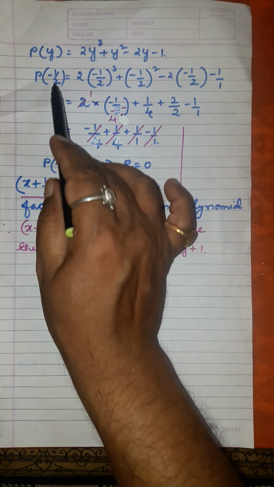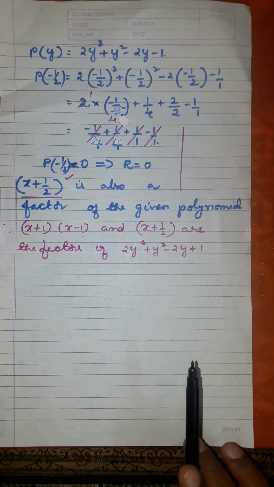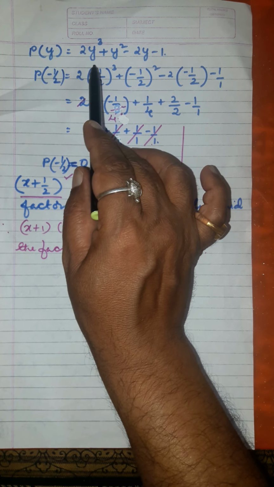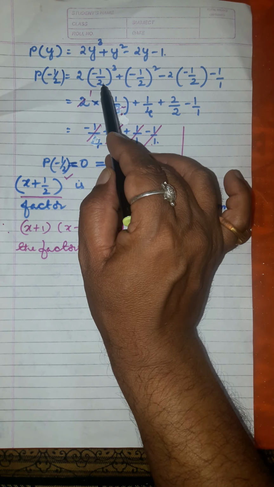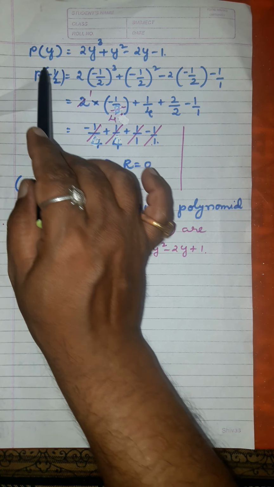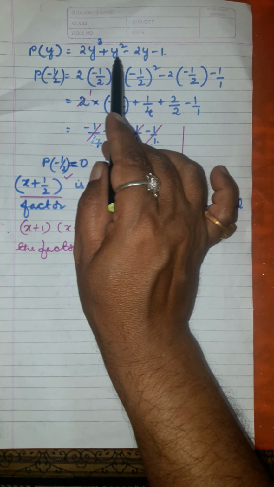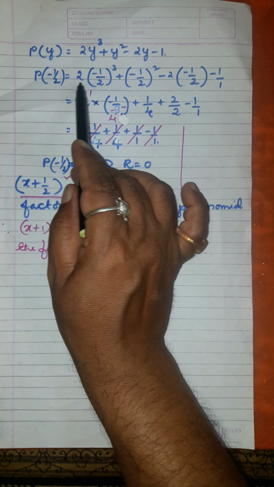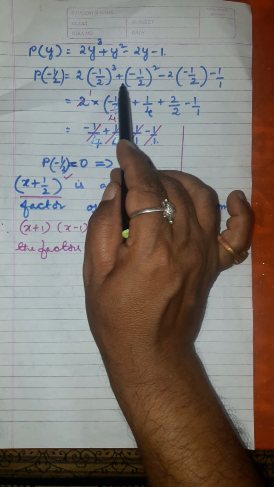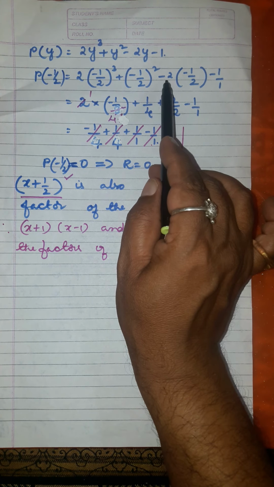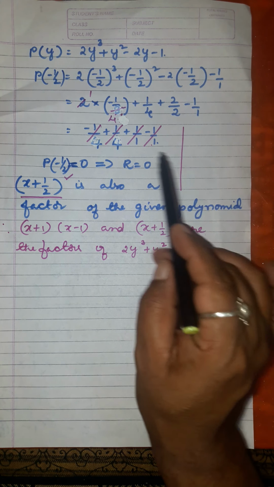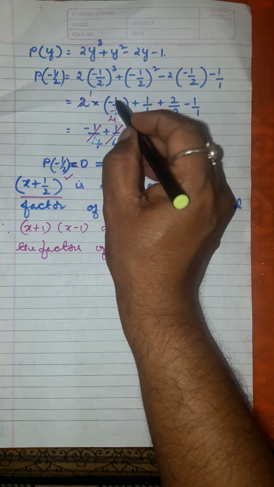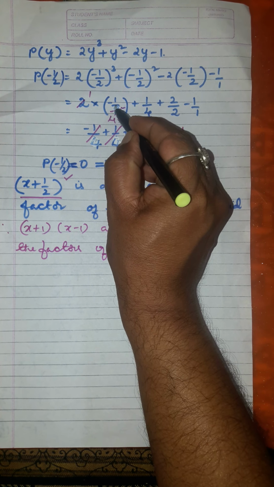Now we have guessed minus half also as one of the zeros of the given polynomial. Let us substitute in the place of y, minus 1 by 2. We already know p of y is equal to 2y cube plus y square minus 2y minus 1. So p of minus 1 by 2 is equal to 2 into minus 1 over 2 whole cube plus minus 1 by 2 whole square minus 2 into minus half minus 1. So 2 into, here 2 2s are 4.